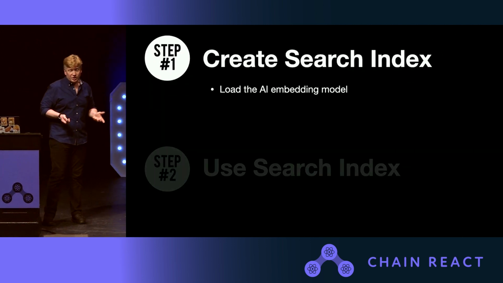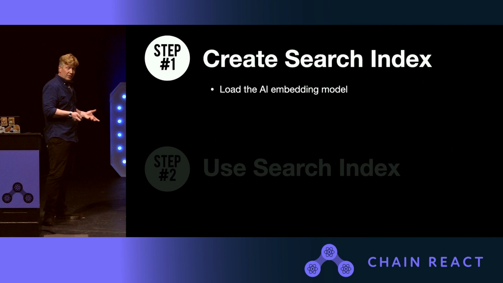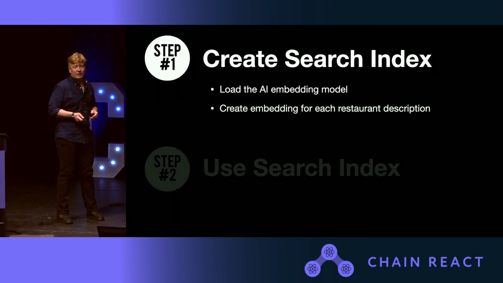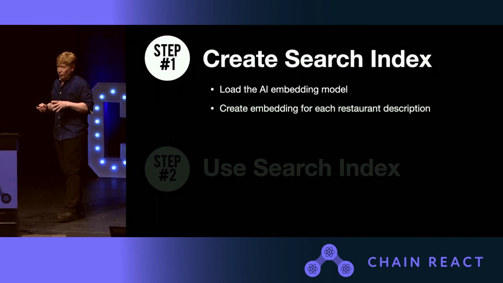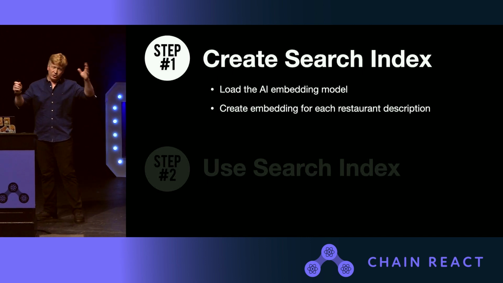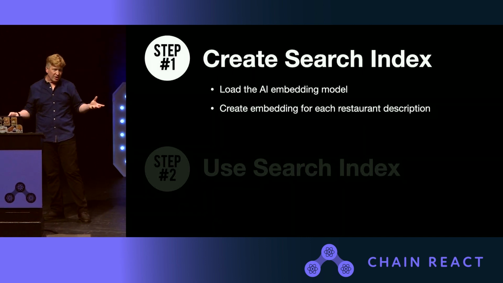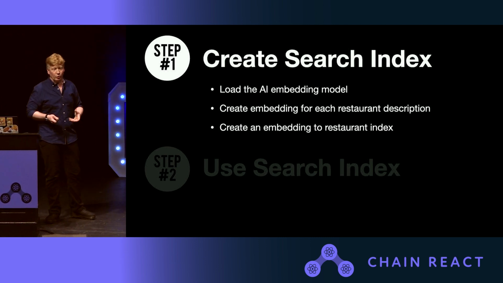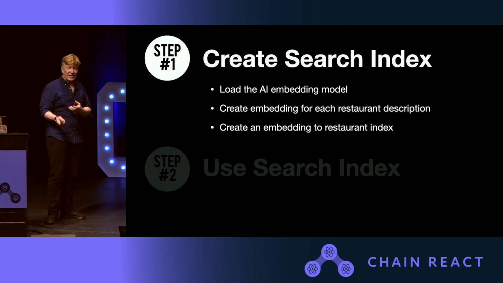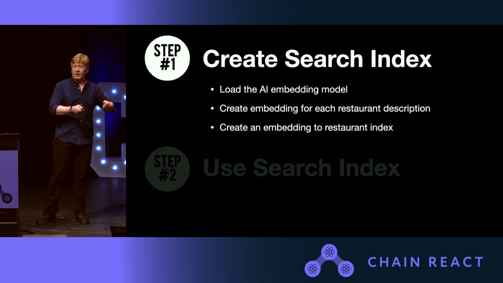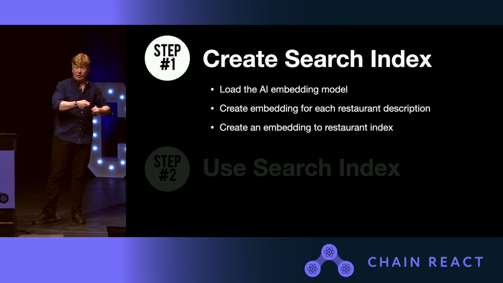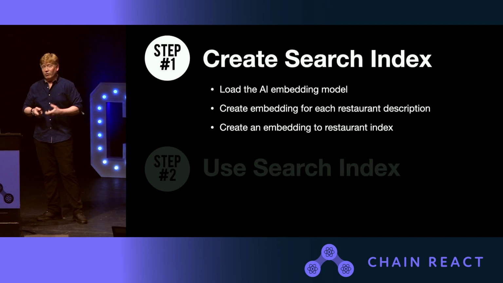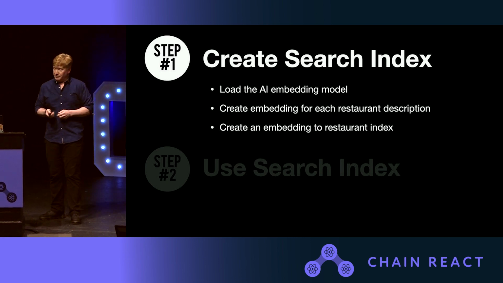So how do we create our search index? We load an embedding model, an AI model. We create an embedding for each one of those descriptions. We just give the description to the model, it gets back some numbers, and then we take that embedding and put it into an index that gives us fast retrieval between a new embedding that we get when we do the query and whatever vectors actually match coming out of that data.